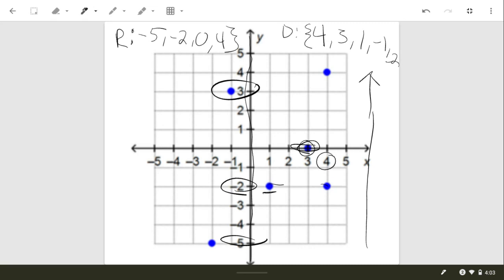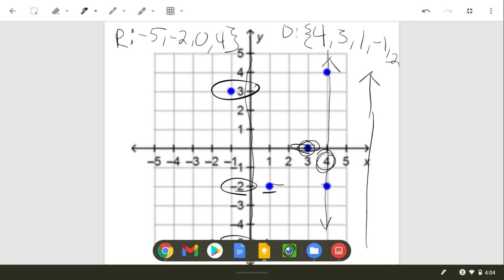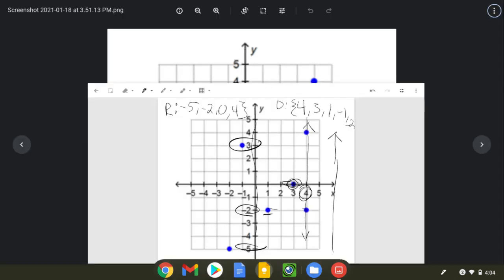I mentioned that it was not a function, and the quick way that you can tell, besides looking at each input and seeing if it goes to 2 places, is to draw a vertical line all over the place. See right here, if I draw a vertical line and it crosses in 2 spots, that means it's not a function. Let me show you with another one over here.